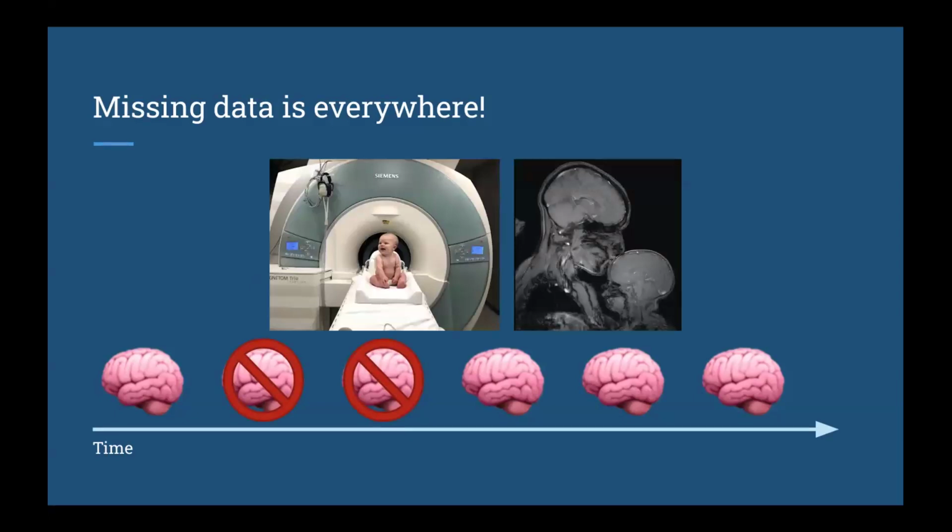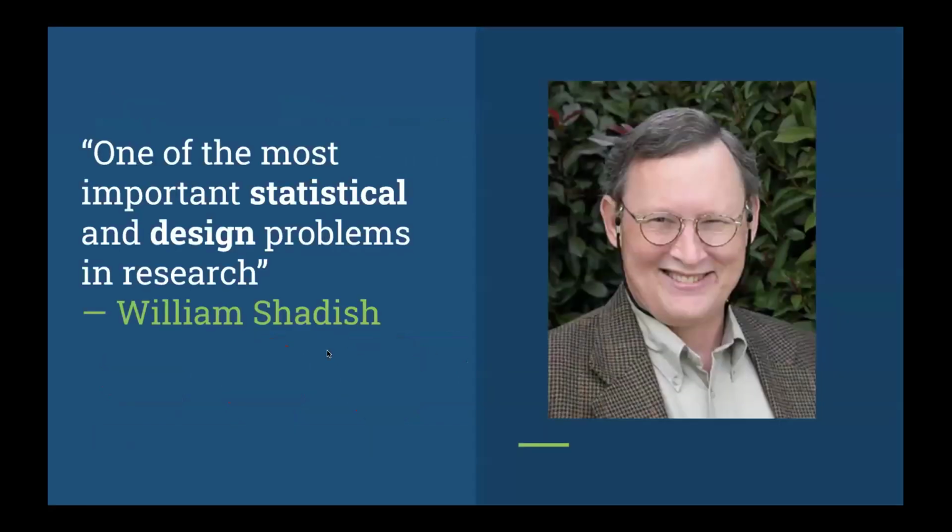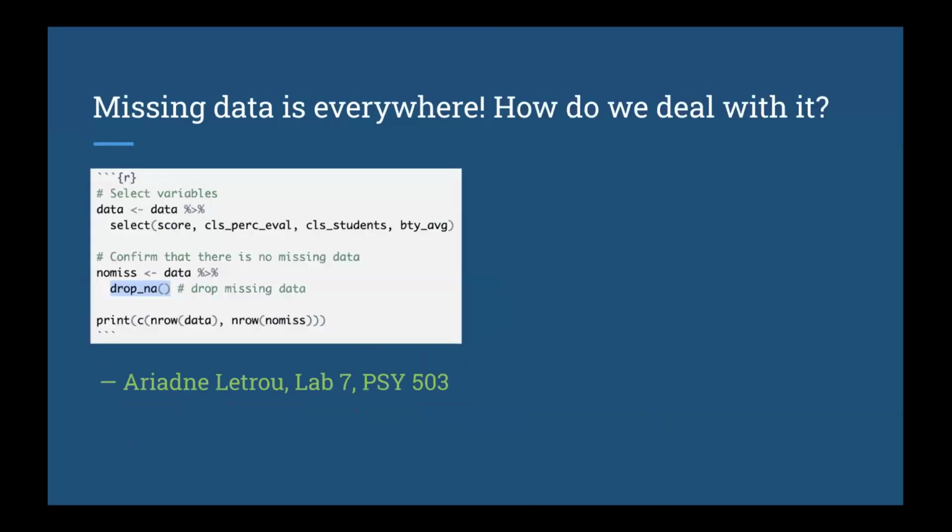This is particularly prevalent when you're dealing with participants who love to move a lot. Now we collect infant fMRI data, and I was working with a really messy data set where the babies were moving all the time. William Shadish said that one of the most important statistical and design problems in research is missing data. And missing data is everywhere, so how do we deal with it?